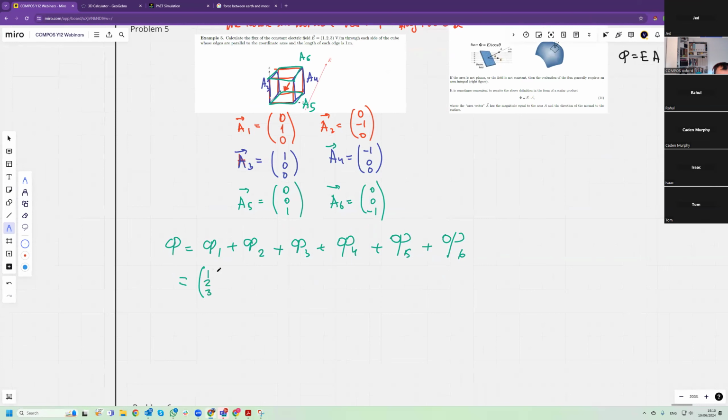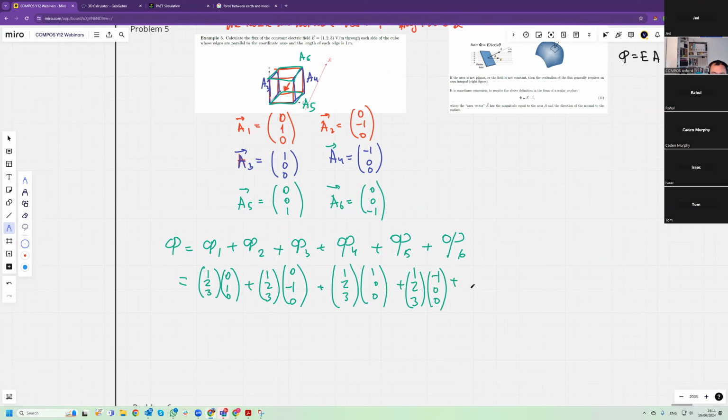So it's 1, 2, 3 multiplied by 0, 1, 0, plus 1, 2, 3 multiplied by 0, minus 1, 0, plus 1, 2, 3 multiplied by 1, 0, 0, plus 1, 2, 3 multiplied by minus 1, 0, 0, plus, well, you get the gist, 1, 2, 3 multiplied by 0, 0, 1 and plus 1, 2, 3 multiplied by 0, 0, minus 1. So this is 1, 2, 3, so that's going to be 2.